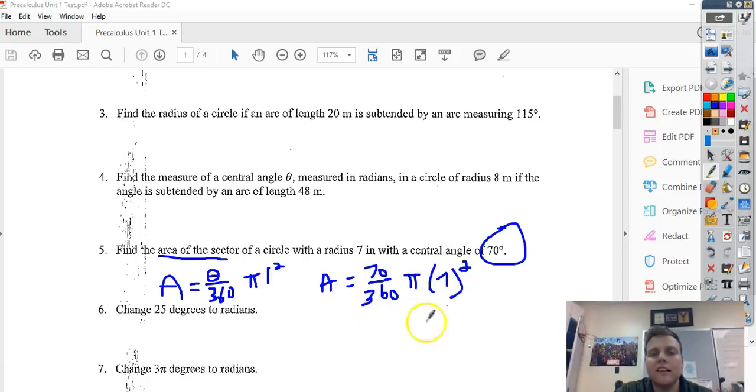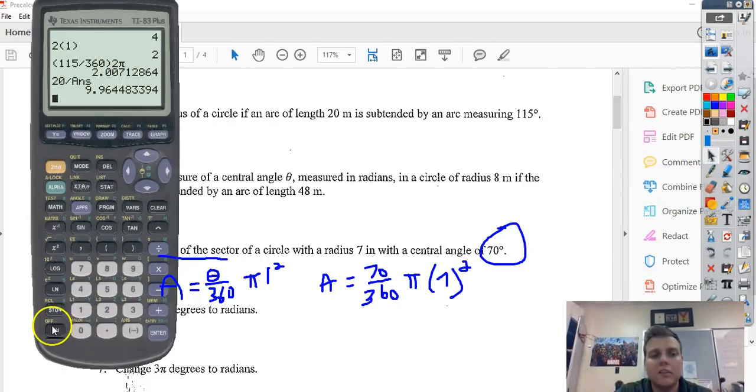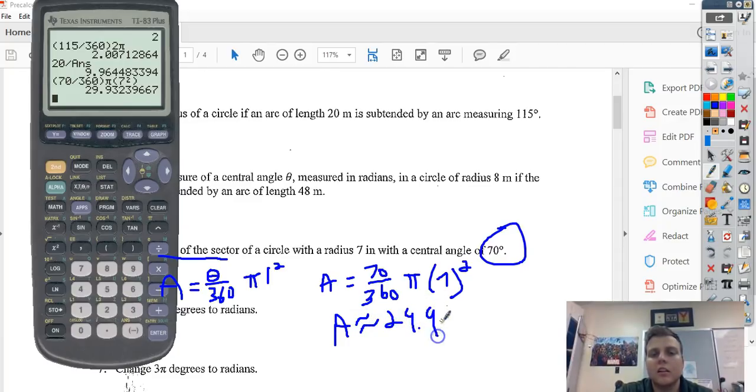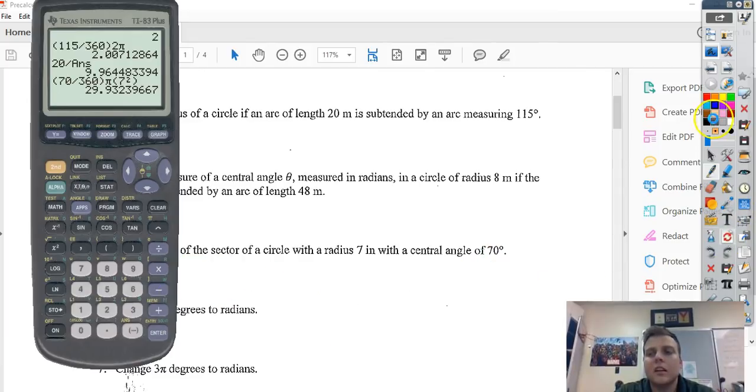Then I can just put all this side in a calculator, and you're going to put pi in, and you're going to get decimals because the angle is given to us in degrees. When we get the angle in degrees, we can put pi into the calculator and get decimals. So we're going to say 70 divided by 360 times pi times 7 squared. That gives me 29.93. So I can say that the area is approximately 29.93. Okay? Alright, let's move on.